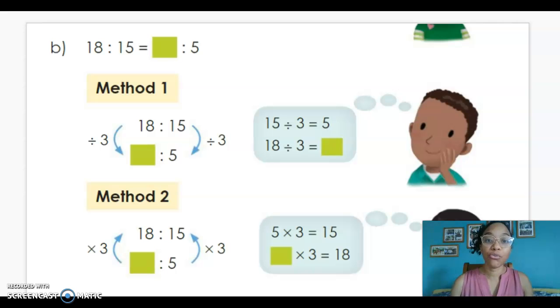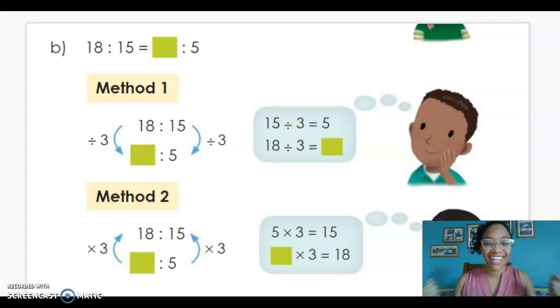Now we have two more equivalent ratios. 18 to 15 is the same as mystery to 5. So this time, let's try the other way first. Let's try dividing first. Dividing first is going to make a lot of sense when your first ratio has larger quantities than your second ratio, because when we divide, we make the number smaller. So 15 divided by 3 gives me 5. 18 divided by 3 gives me what?